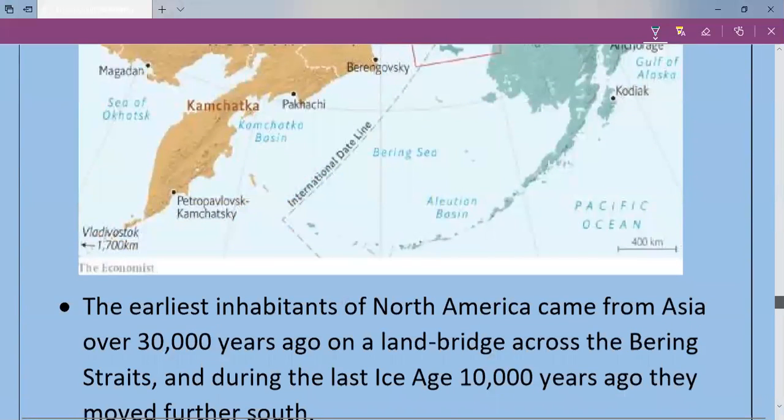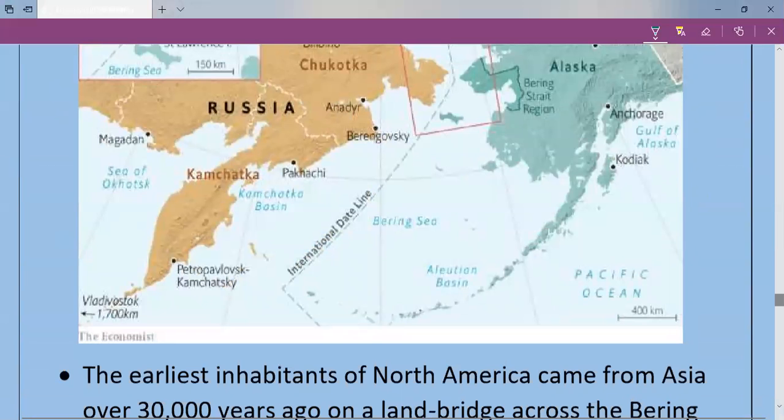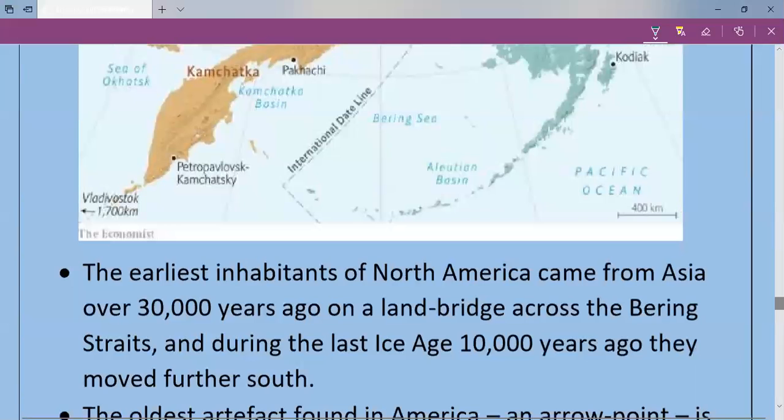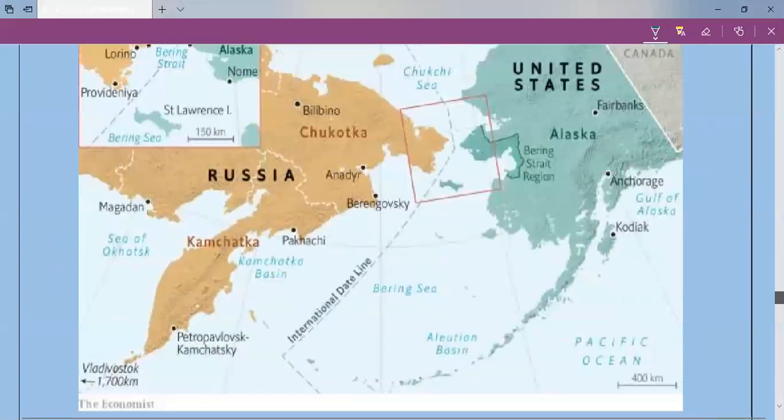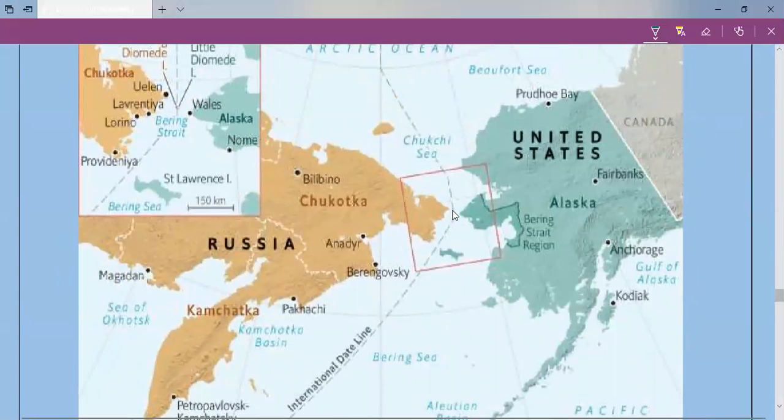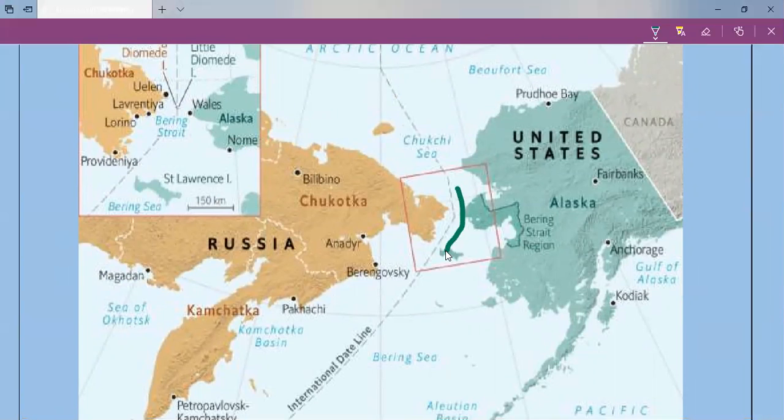Let us see. The earliest inhabitants of North America came from Asia over 30,000 years ago on a land bridge across the Bering Strait during the last ice age. 10,000 years ago, they moved south. So you can see over here, this is the Bering Strait, a water channel between two land masses. You can see the Bering Strait between Russia and the United States through a land bridge. Maybe a natural land bridge existed. So from that land bridge, they came to the United States of America through the Bering Strait.